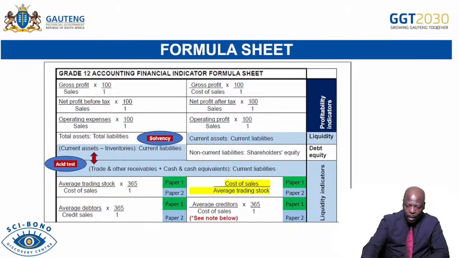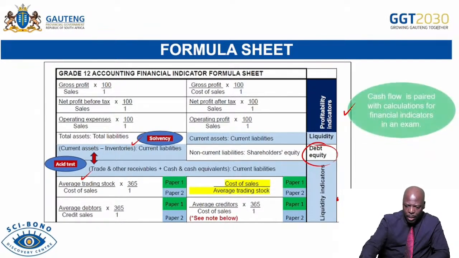Here I'm trying to show you the names of the financial indicators. As you can see, you have your profitability financial indicators, here you have your solvency, your acid test, and then your liquidity indicators. Are we together? It also shows in which paper these may be tested. Okay, I'm going to move on to the next one. And not to forget, here is your debt equity financial indicator.